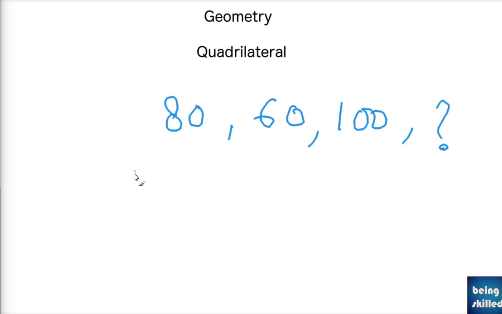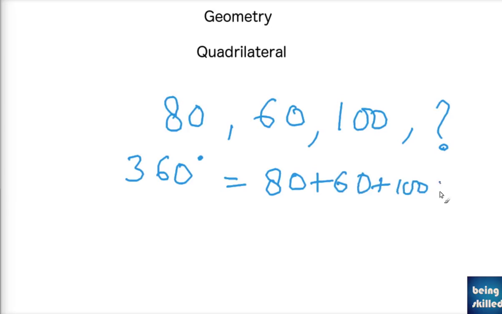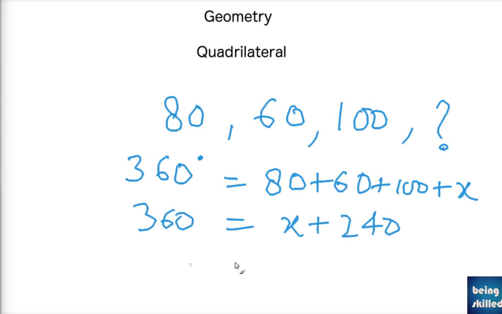So we know that the sum of the interior angles of a quadrilateral is 360 degrees. So all you have to do is just write 80 plus 60 plus 100 plus x plus 140, 240, 360, x equals 120 degrees. So this is how we calculate the fourth angle.